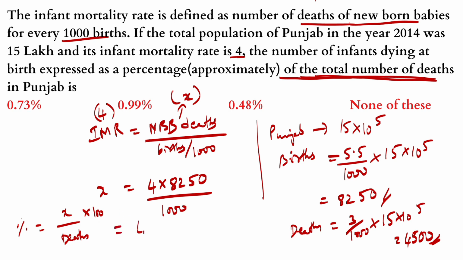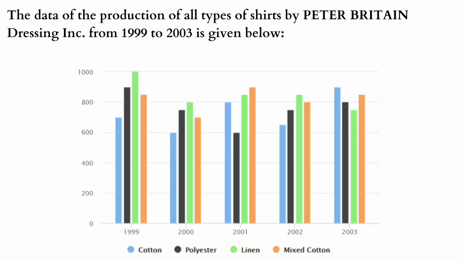So what is X here? 4 into 8,250 by 1000 into number of deaths, 4,500. So 4,500 into 100, this will give us 0.73%. Option 1 is the answer. So let's move on to the next set.